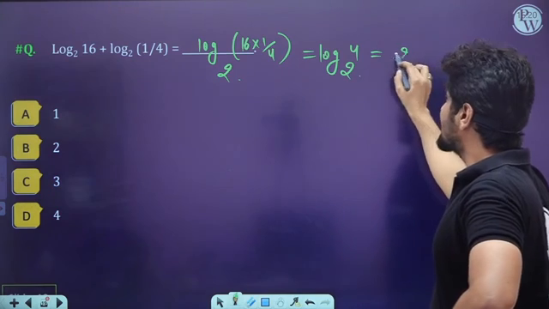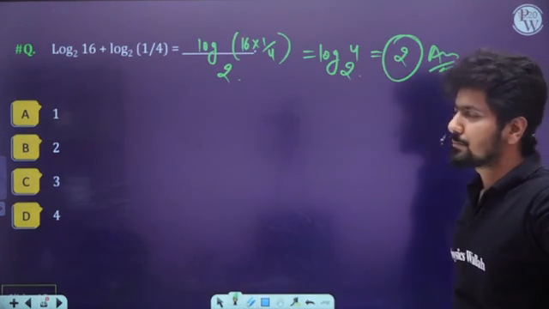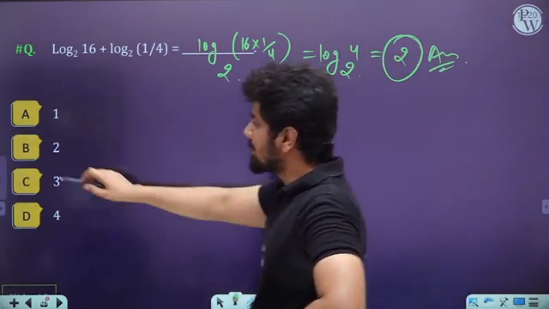Log of 4 to the base 2 will be equal to what? 2. That's our answer for this question, which is option B.